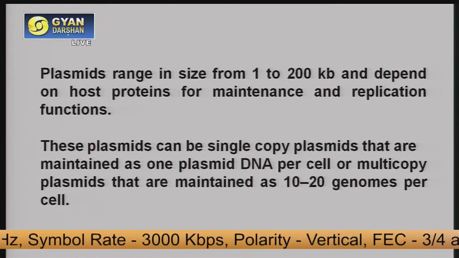They are inherited independently. They can range in size from 1 to 200 kilobase pairs, and most of the plasmids that we use for cloning purposes should not be of very high molecular weight, because the rate of transformation actually diminishes if you go on increasing the plasmid size. Therefore, try to keep the plasmid size restricted. Usually we prefer small sized plasmids for cloning purposes.